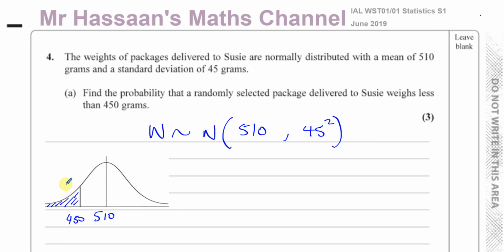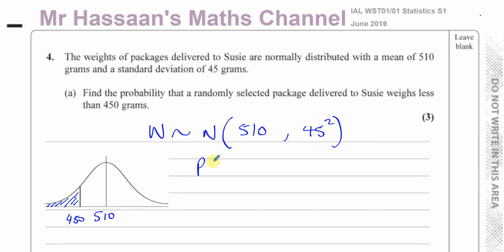So what we can do is go to our tables for normal distribution and find the value. First of all, we need to standardize this value. We want to find out how many standard deviations below the mean 450 is, because our table for Z values tells us how many standard deviations above or below the mean it is, and then you can work out the probabilities.